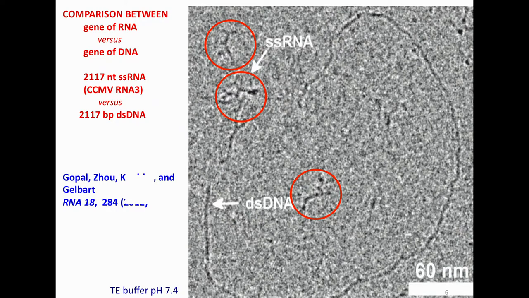This is the 2117 base pair long template from which we make the 2117 nucleotide long single-stranded RNA, and you see the RNA molecules are branched, they're compactified by the branching, and you have this amount of genetic information in very efficient form. DNA is a less efficient way, from a space point of view, to store genetic information. Double-stranded DNA has many advantages, obviously, chemically and otherwise, over single-stranded RNA. But as physical objects, we see the difference in the phenotype of this genetic information.